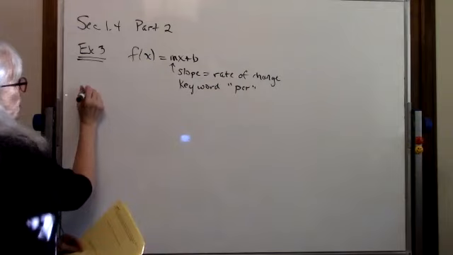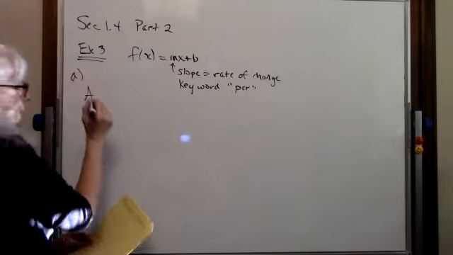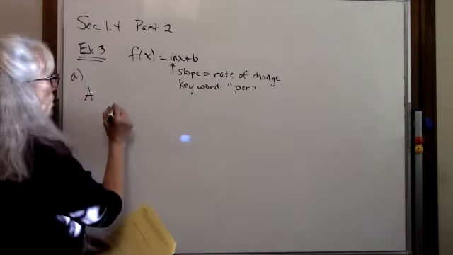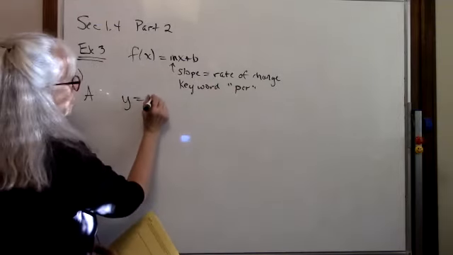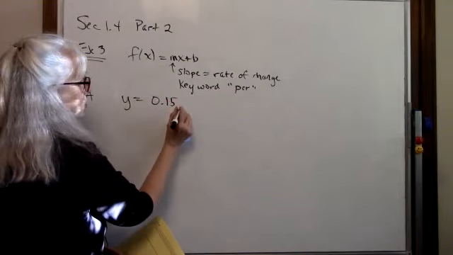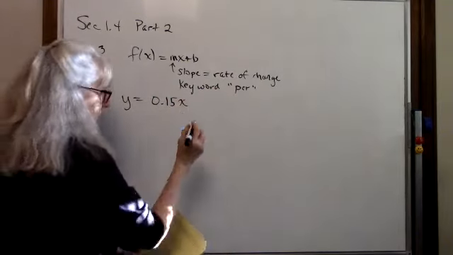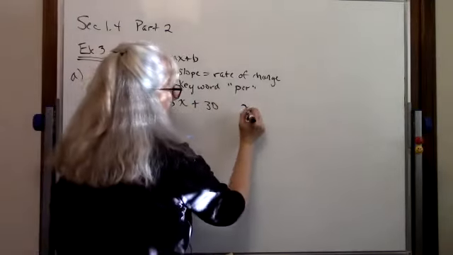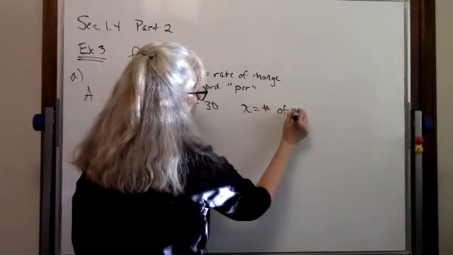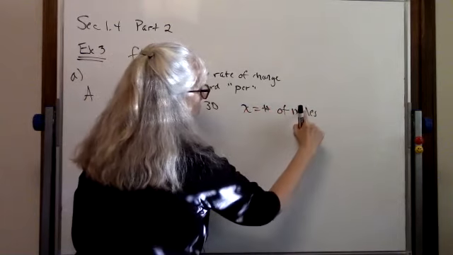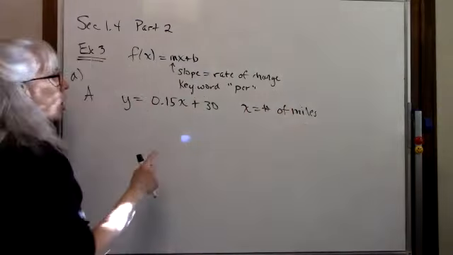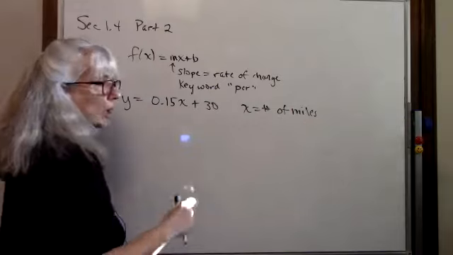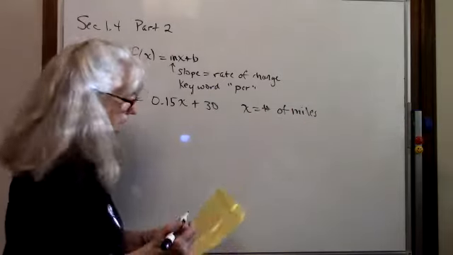So for Acme, and I'm going to call it A for Acme, we know it's a certain size truck for $30 a day and 15 cents a mile. So for that company, the 15 cents a mile is our slope times x plus the $30 a day. x is going to be the number of miles that you're driving the truck. So the number of miles times the 15 cents per mile plus the $30 tells you how much you're going to get charged per day.